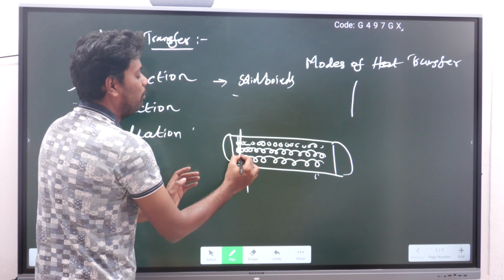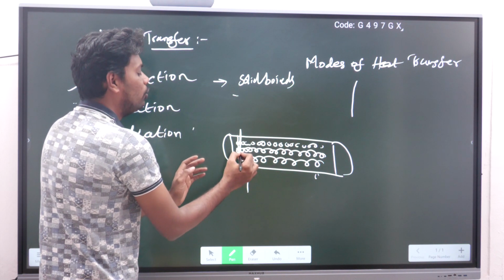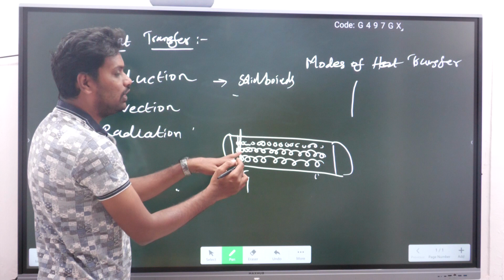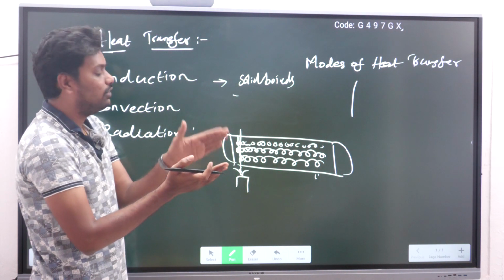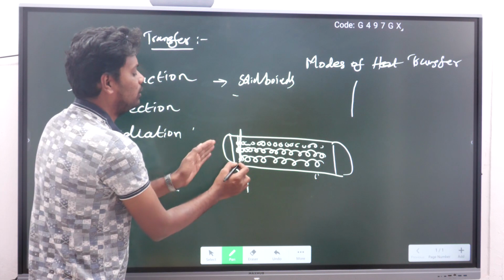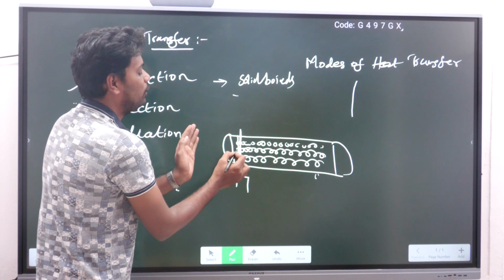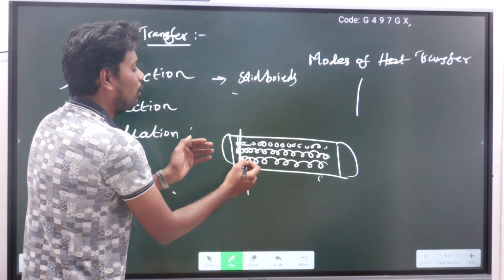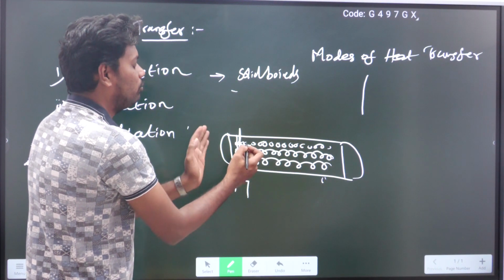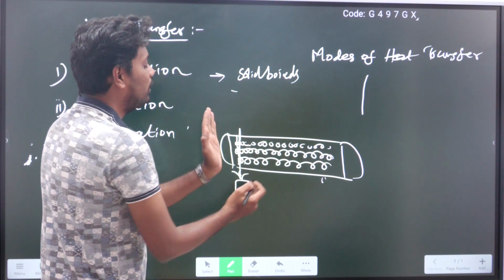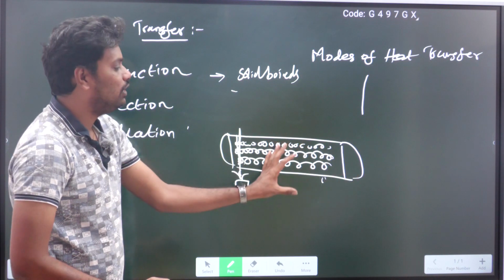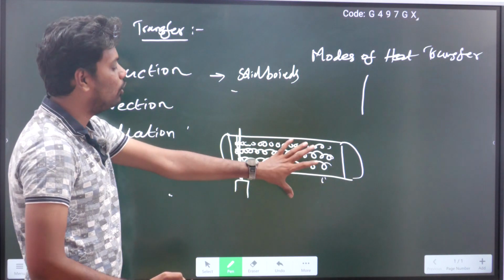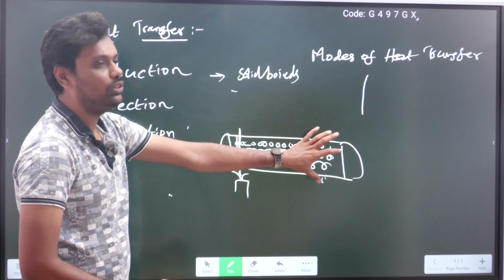This molecule will vibrate at one amplitude, and the molecule next to it will also start to vibrate when we heat it. When a molecule vibrates, it transfers the heat from this molecule to the next molecule. Like that, all the molecules will start to vibrate, and from one molecule to another the heat is transported from this end to the other end. This is called the conduction mode of heat transfer. This is how heat transfers through conduction.